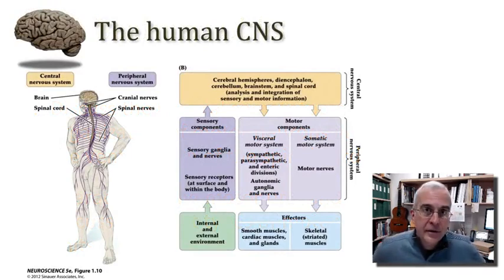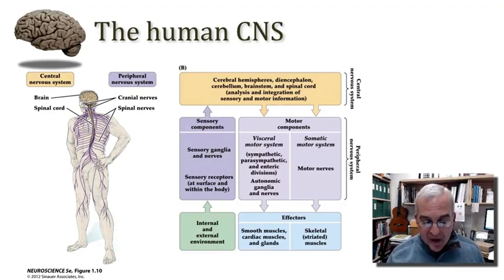Okay, so let's get into this by talking in broad terms about the organization of the human central nervous system. Now, you've seen this figure before, and I used it to introduce the concepts of central nervous system, peripheral nervous system, and the general phenomenon that is so critical for understanding human behavior, and that is sensory-motor integration.